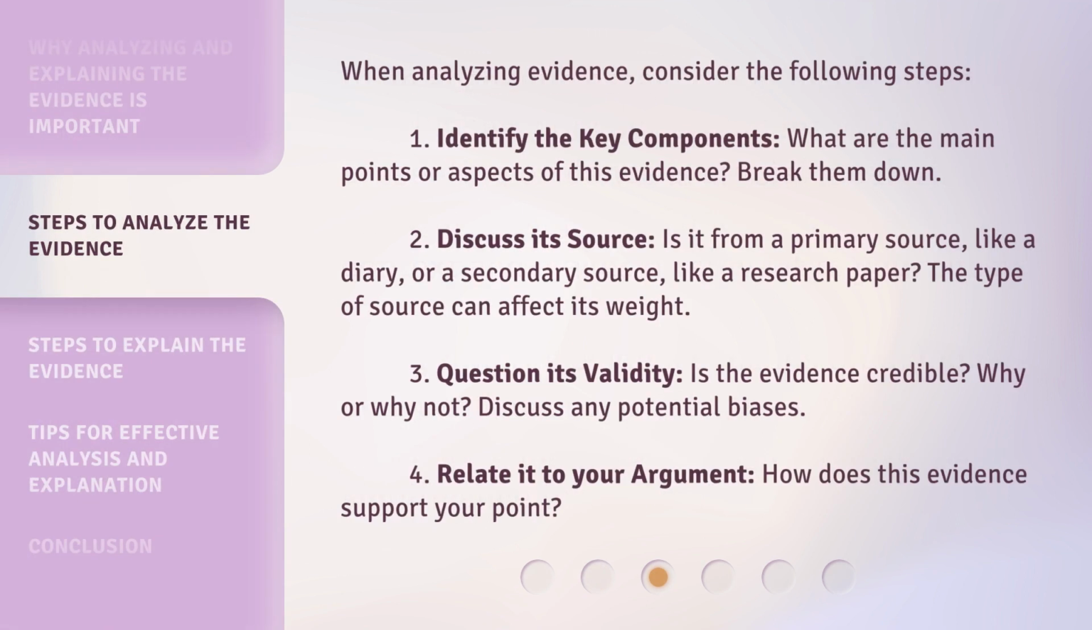When analyzing evidence, consider the following steps. 1. Identify the key components. What are the main points or aspects of this evidence? Break them down. 2. Discuss its source. Is it from a primary source, like a diary, or a secondary source, like a research paper? The type of source can affect its weight.